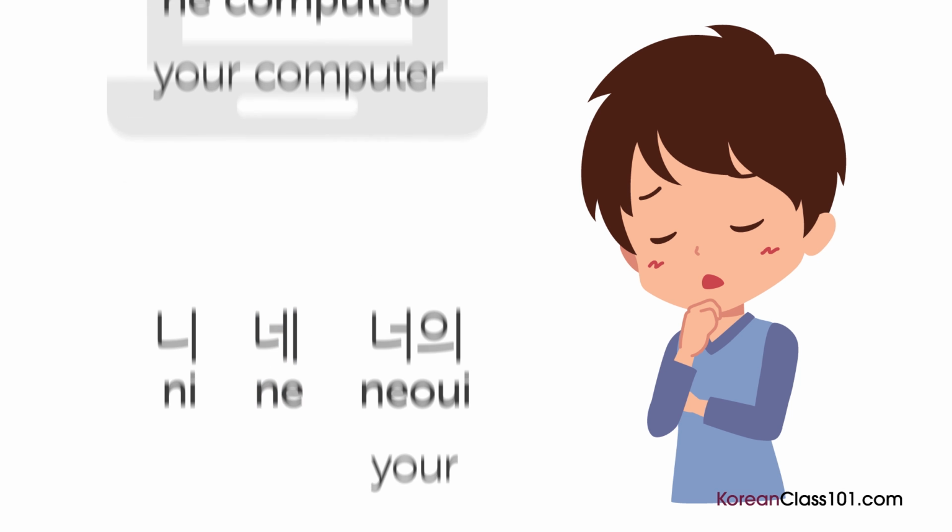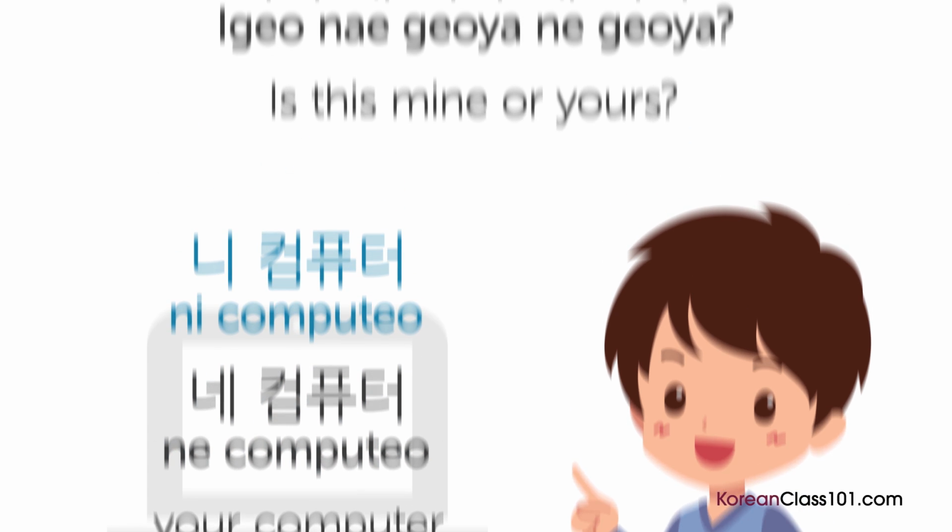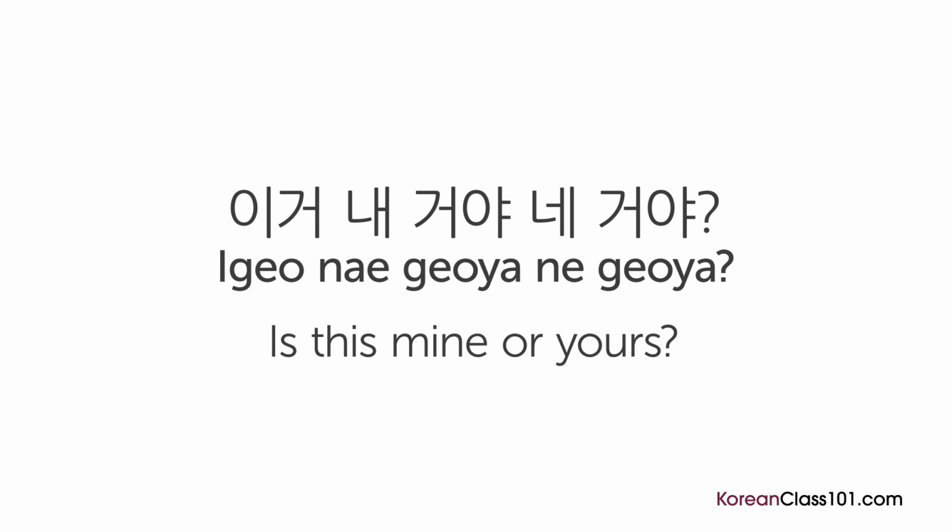For example, how do you say your computer in Korean? Even though it's written as 내 컴퓨터, most people pronounce it as 네 컴퓨터. Here's a tricky sentence with some similar sounding words. 이거 내 거야, 내 거야. This means, is this mine or yours?